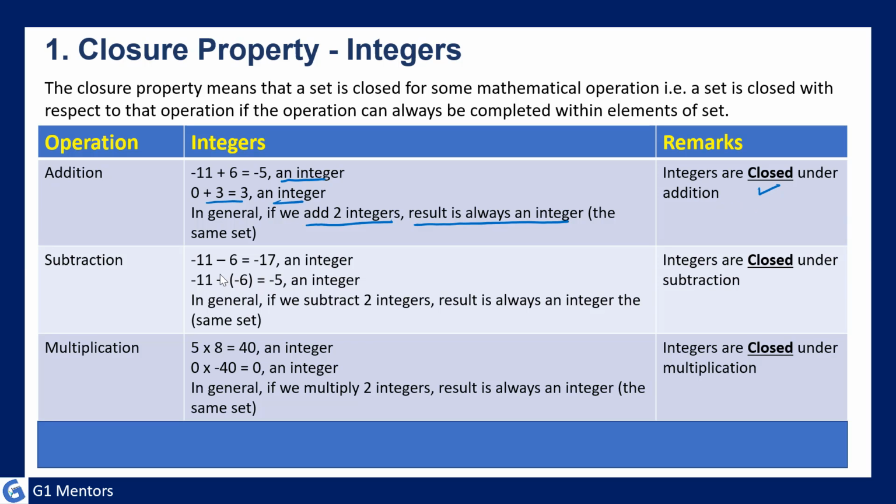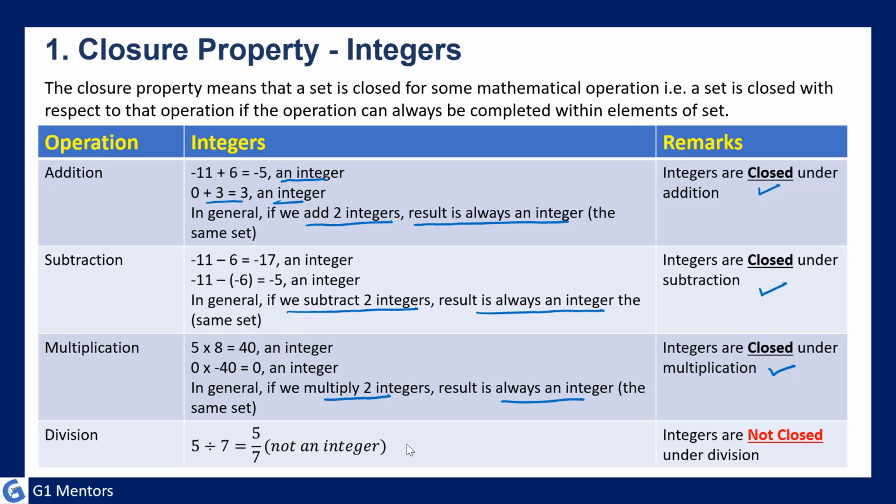Similarly, if we see subtraction, if we subtract two integers, the result is always an integer. So integers are also closed under subtraction. If we see multiplication, if we multiply two integers, the result is always an integer. So the integers are closed under multiplication. However, if we divide any two integers, the result is not always an integer. So integers are not closed under division.